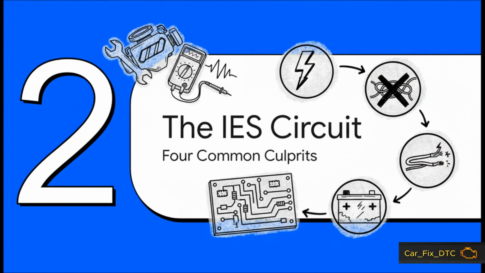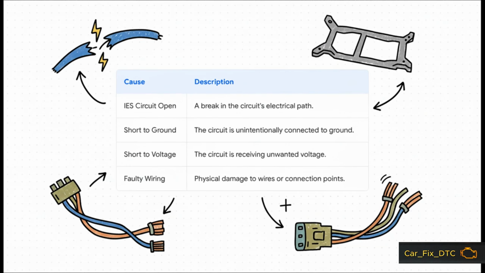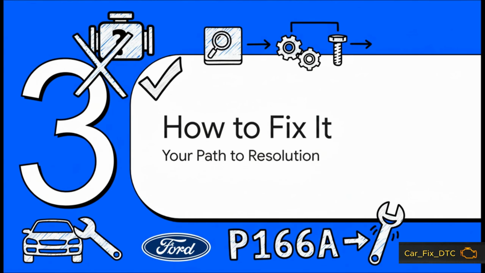So if the problem's in the IES circuit, what's actually going wrong? Well, it almost always boils down to one of 4 very common electrical faults. Here they are, the 4 usual suspects. An open circuit? That's just a fancy way of saying there's a break in the wire. The signal literally can't get through. A short to ground means the wire's accidentally touching the metal frame of the car, sending the signal to the wrong place. Then you've got a short to voltage, which means it's getting zapped with power from another wire it shouldn't be touching. And, of course, you could just have plain old physical damage, like frayed wires or a crusty, bad connector.